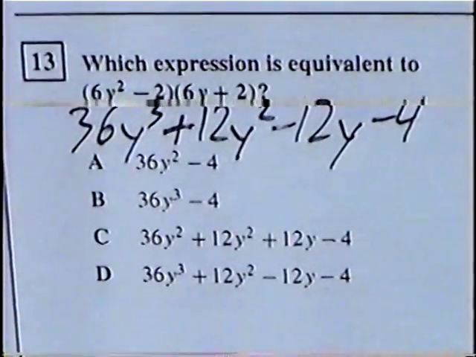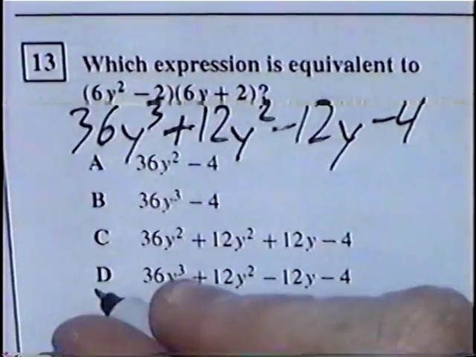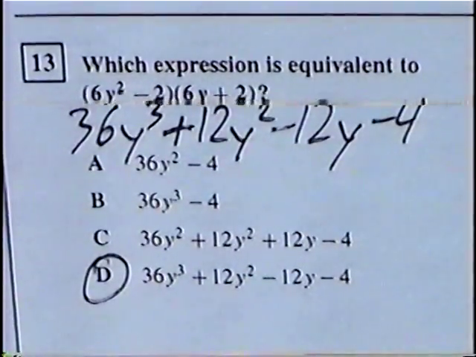So the correct answer, 36y cubed plus 12y squared minus 12y minus 4. Correct answer would be D.